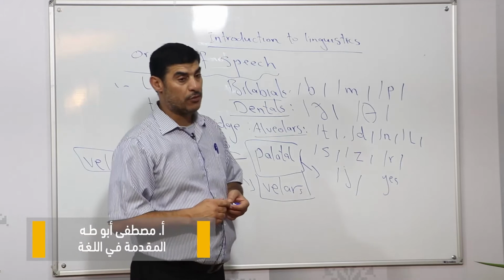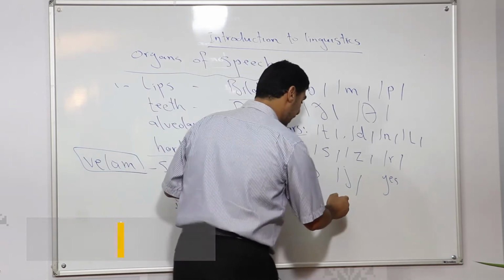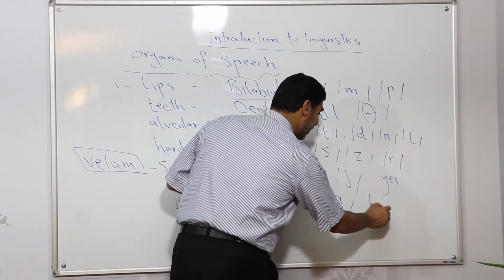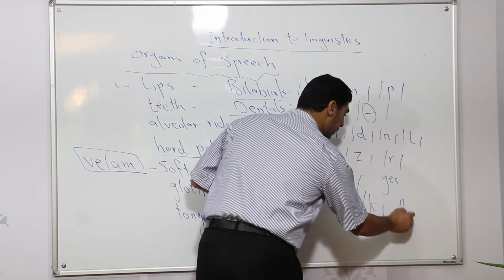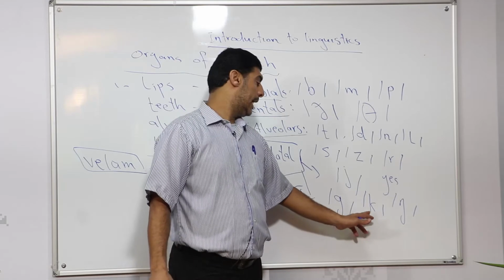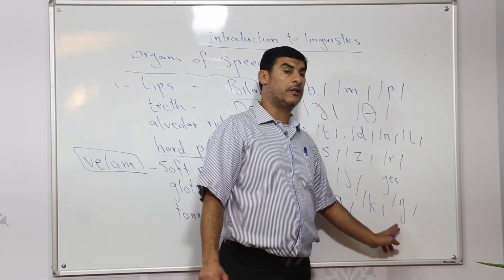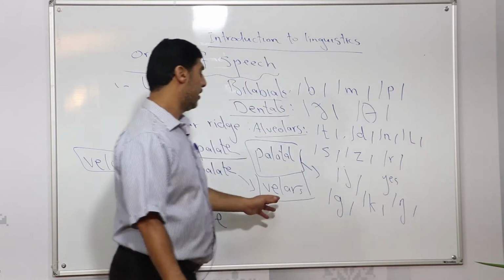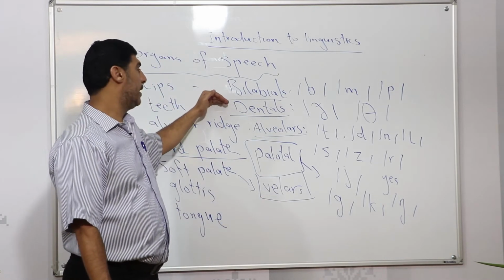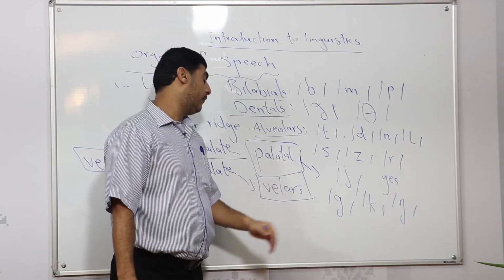So how many velar sounds are there? There are 3 velar sounds. Number 1, ga in the word go, and ka in the word kick or bike, and the ng sound in the words going and sing. These are the velar sounds. Once again, you have bilabial sounds, dentals, alveolars, palatals, and velars.